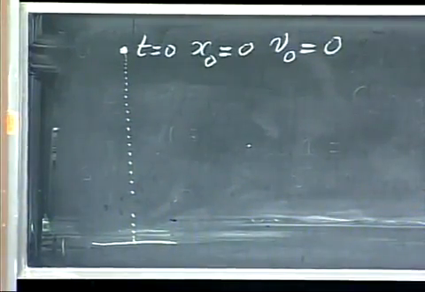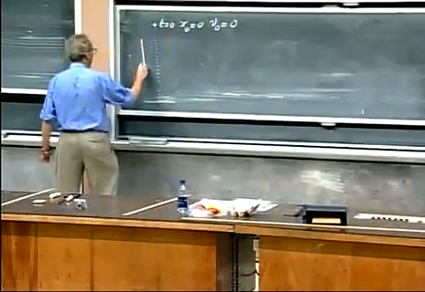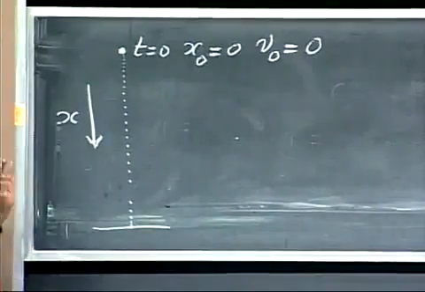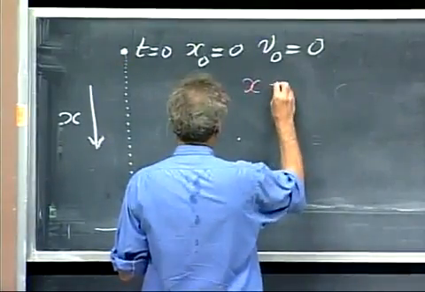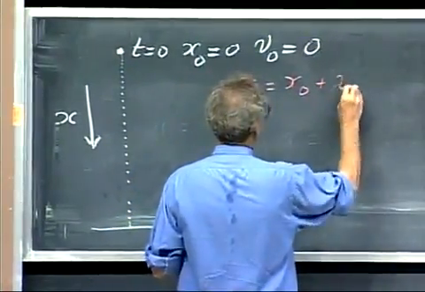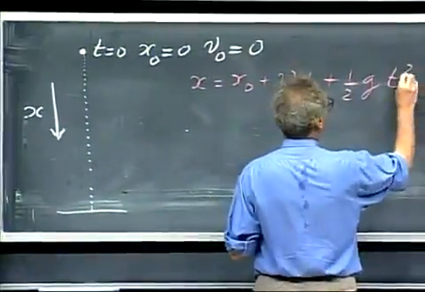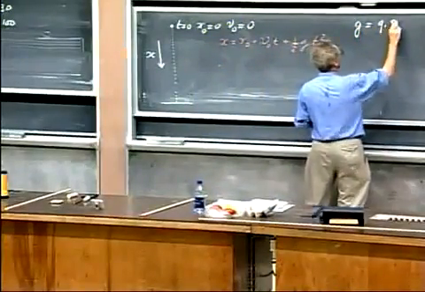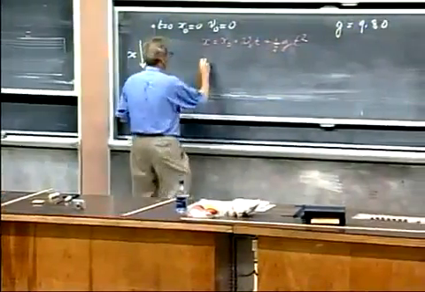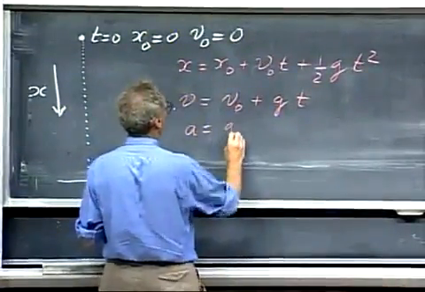Well, the general equations now, which deal in gravity, if I call this the increasing value of x, you can choose it differently, this is my choice today, is the following. x equals x0 plus v0 t plus 1/2 g t squared. And g now is 9.80 meters per second squared. The velocity at any moment in time equals v0 plus g t, and the acceleration is constant, is simply g.